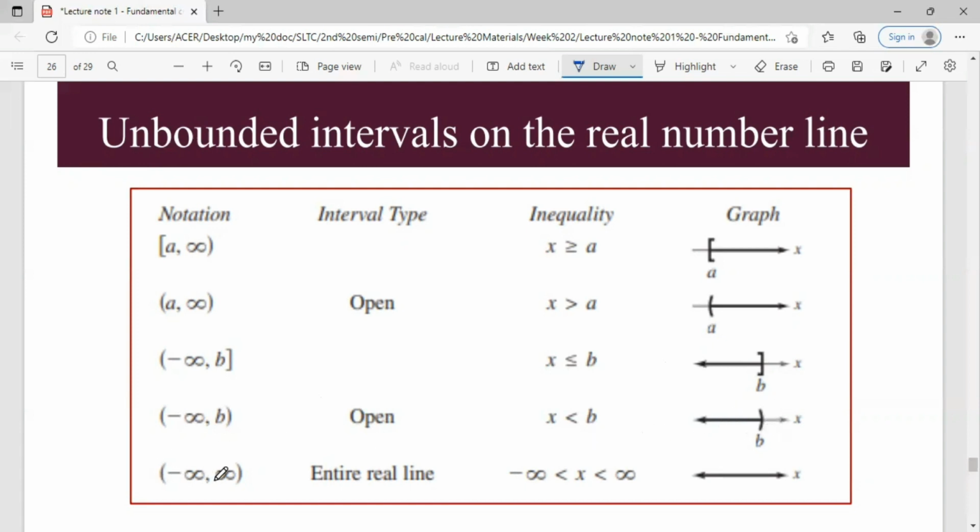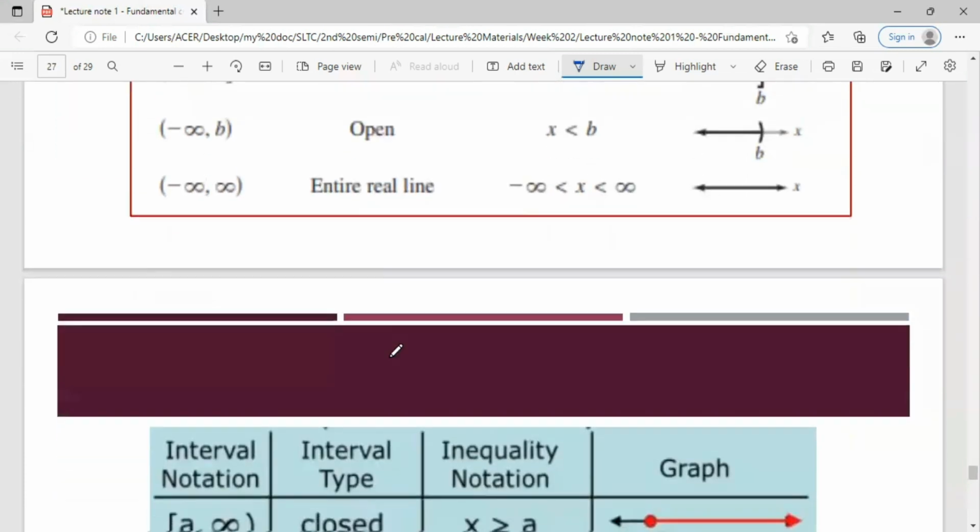If we have negative infinity to positive infinity, that means the entire real line. Negative infinity to positive infinity. These intervals we call unbounded. Okay, let's move to the next part.